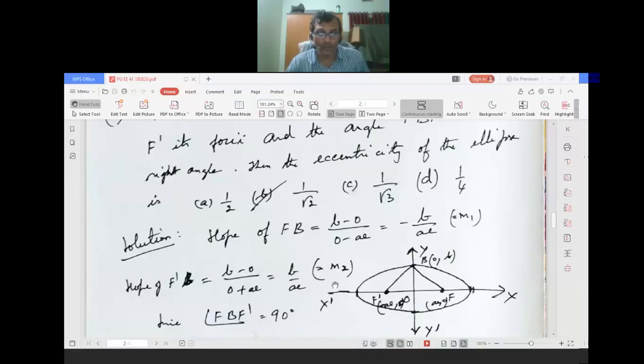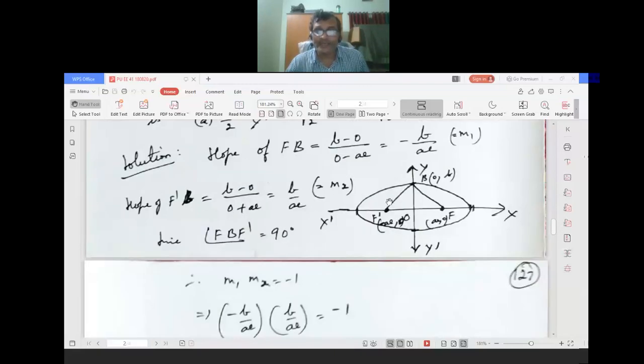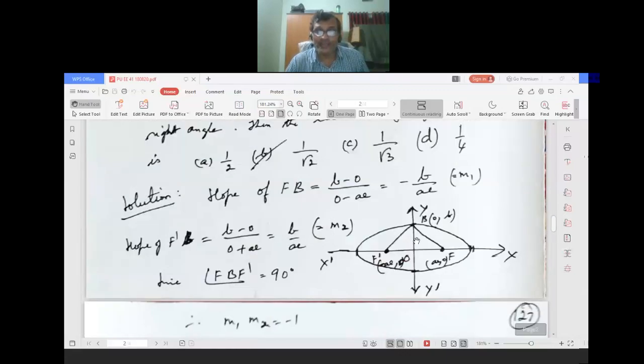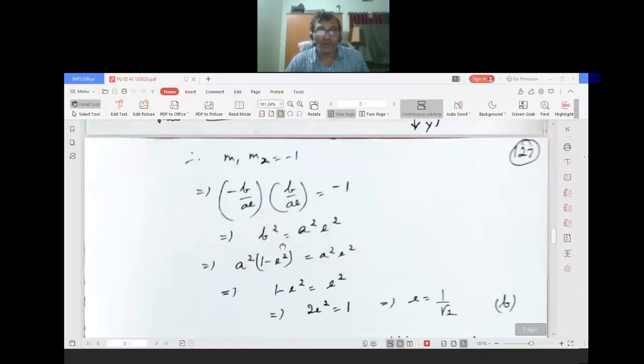So m1 and m2. Since the angle is 90 degrees, m1 into m2 is minus 1. So we get minus b by a into b by a is equal to minus 1, because the angle is a right angle, 90 degrees. The minus signs cancel, so b squared equals a squared. So b squared is a squared into 1 minus e squared, and that is equal to a squared e squared.